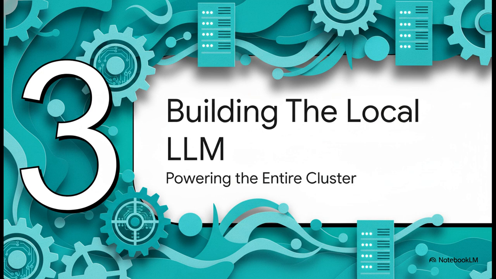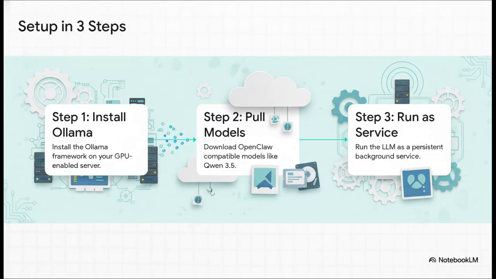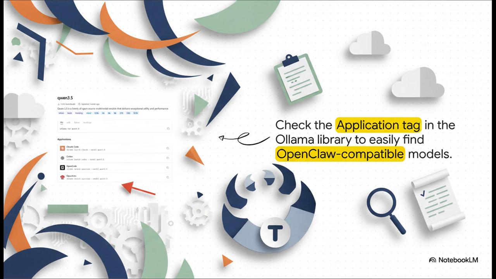Okay, so how do we actually build this thing? We're going to start with the absolute heart of the system, setting up the local large language model, the LLM, that's going to be the engine for our entire cluster. And you know what? Setting this up is surprisingly easy, all thanks to a fantastic tool called Ollama. The process is really just 3 simple steps. You install Ollama on your server, you pick a language model that works with OpenClaw, and then you just run it as a local service. That's it. And finding the right model couldn't be easier. I mean, they've taken all the guesswork out of it.